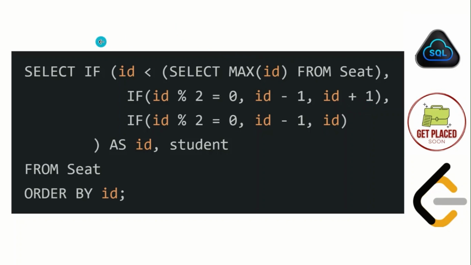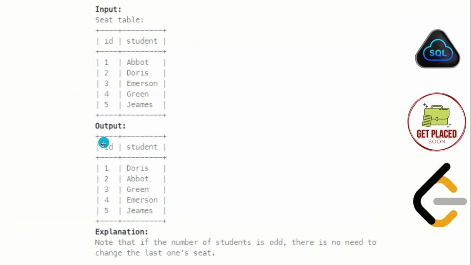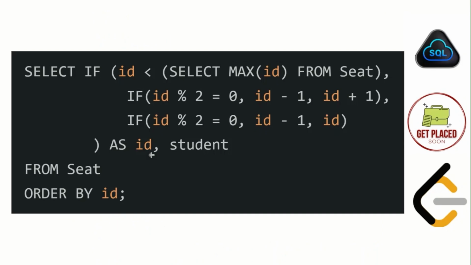Now from the first, we'll start the code. In the output, we are supposed to return two columns, the ID column and the student column. Where are we going to put them? In the SELECT statement. Always in the SELECT statement, you have to mention what columns you are supposed to show. So SELECT id, student. These are the logic to get the values in the ID and student columns. We will discuss it later. So select these two columns FROM the table seat, ORDER BY id. If you just keep ORDER BY, by default it will consider ascending order.